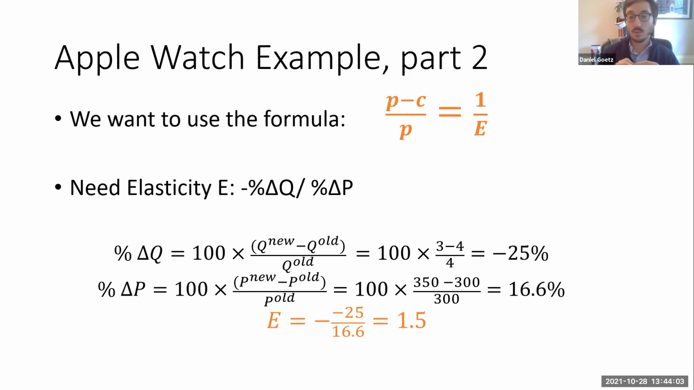So what we want to do is use this formula, P minus C over P equals 1 over E. We have C, that's 100. We need the elasticity E, right? And that's the negative percent change in quantity over the percent change in price. So how do we compute that? In this course, we'll just use simple percent changes. So none of the midpoint percent changes. We'll just use simple percent changes.